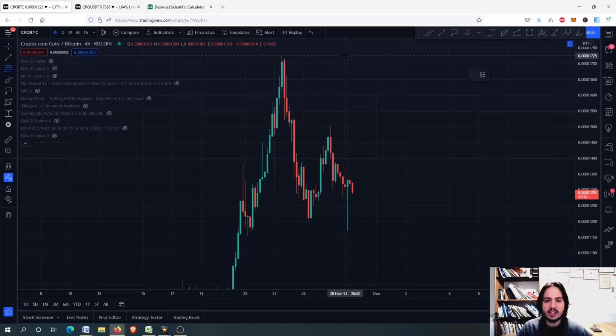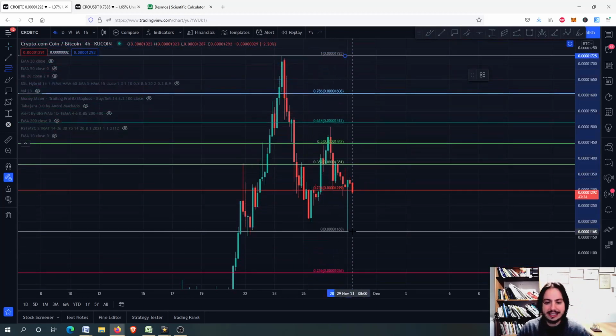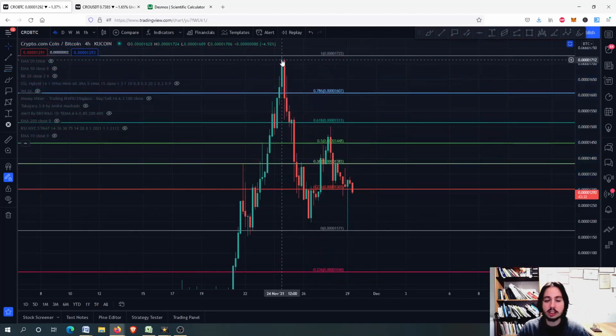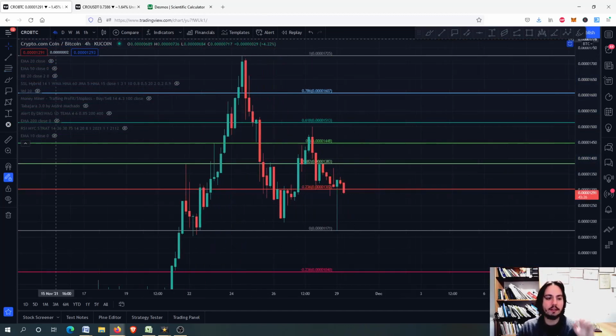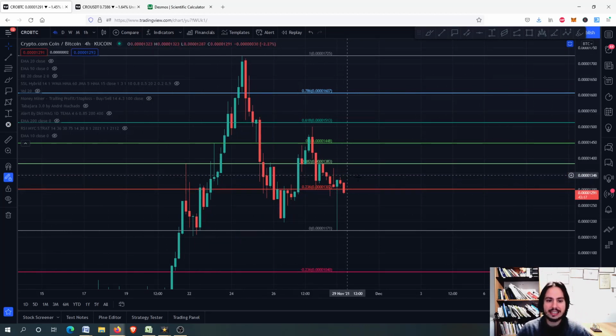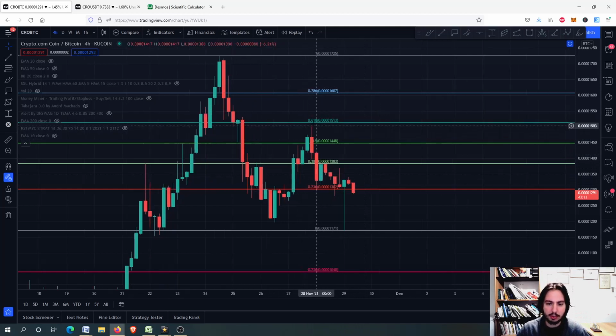Anyway, we are going now to draw the Fibonacci retracement, this time from this top down to this bottom we formed back today on 29 November. We are on the 4-hour frame. That means each candlestick contains 4 hours of price action. Therefore you can see that for CRO against Bitcoin chart, we stopped a little bit below the 0.618.